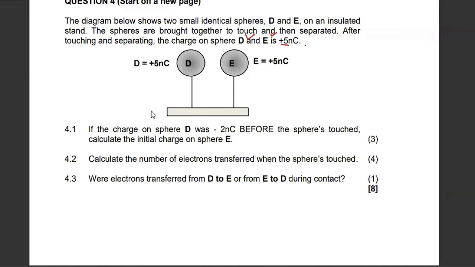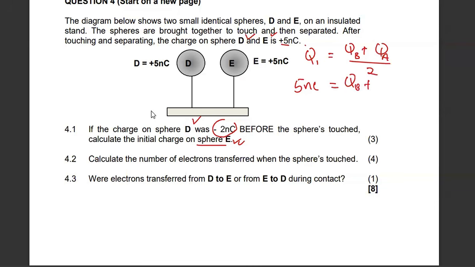4.1. If the charge on D was negative 2 nanocoulomb before the spheres are touched, calculate the initial charge on E. Okay, so one thing we need to know is that for us to get the final charge, we must take the charge initially, or the charge before, plus the charge after, divided by 2. So if our final charge is 5 nanocoulomb, let me just leave it as 5 nanocoulomb, and then the charge before is what I'm looking for.